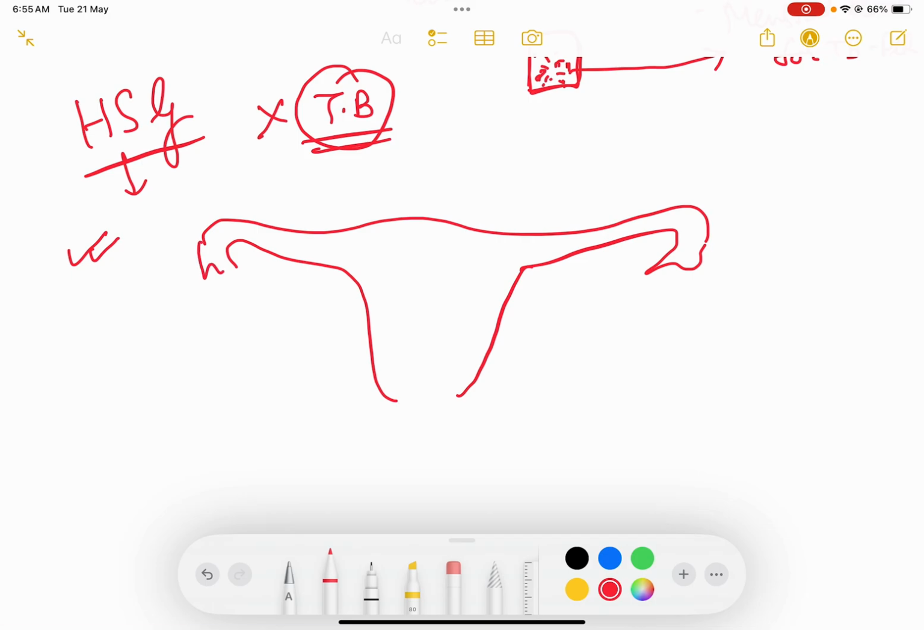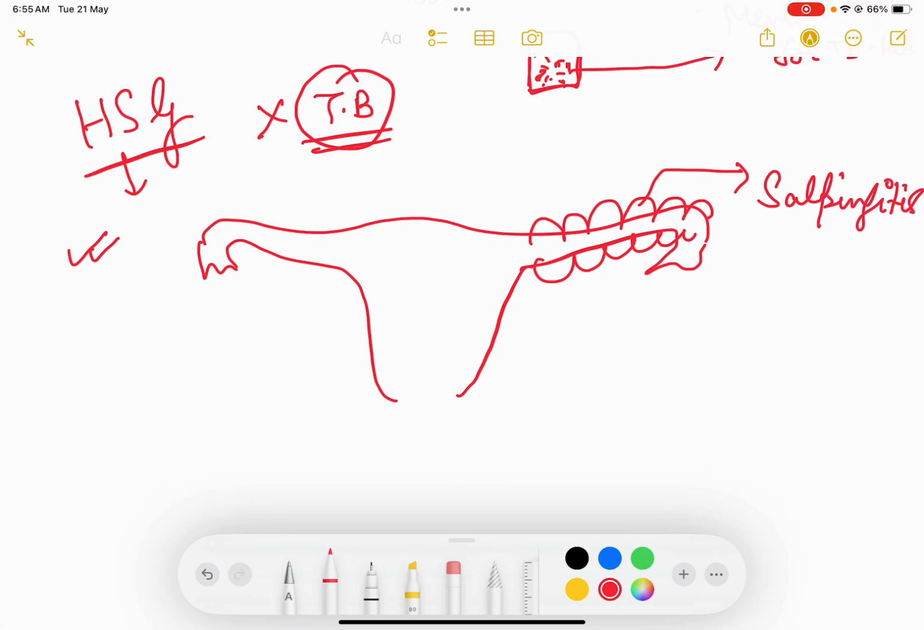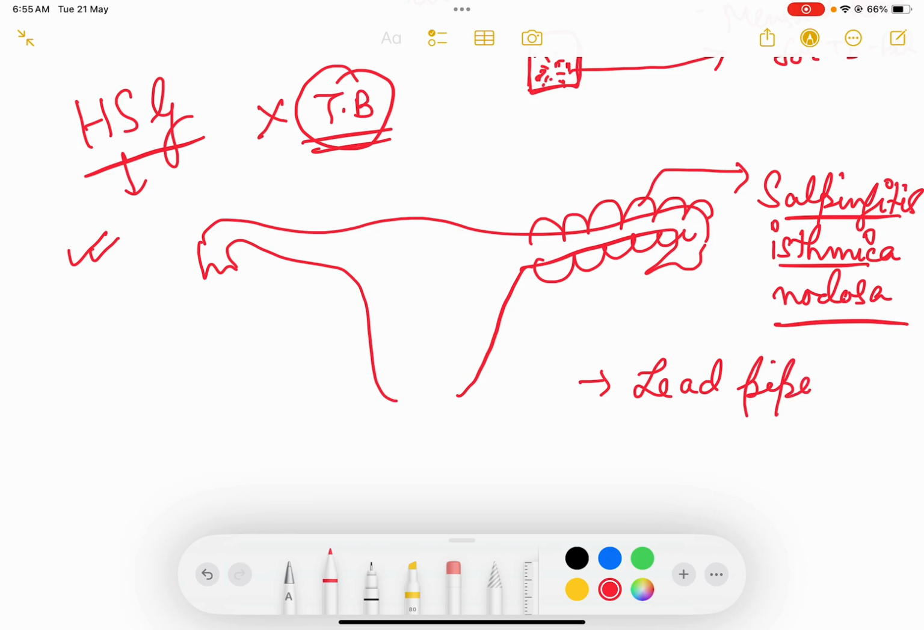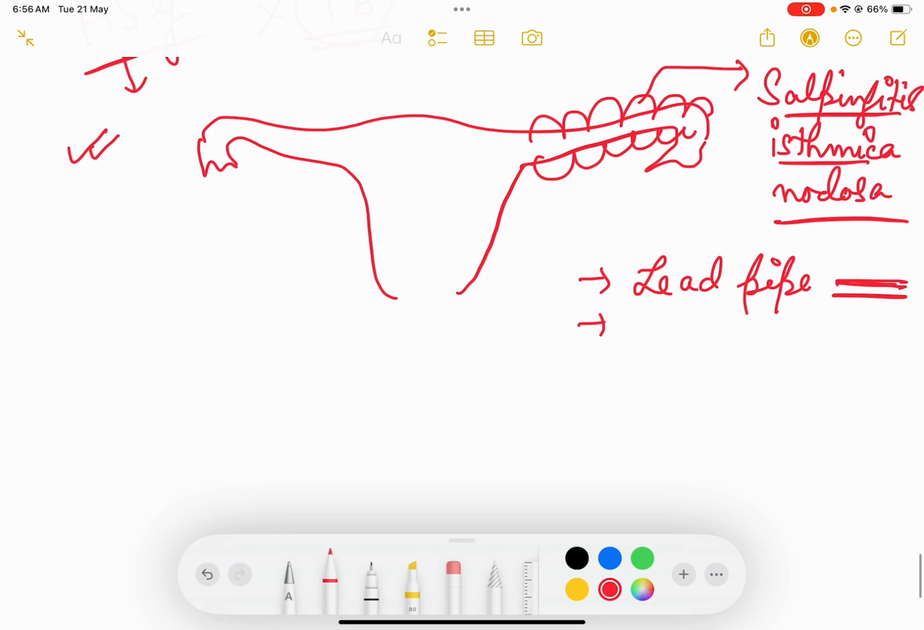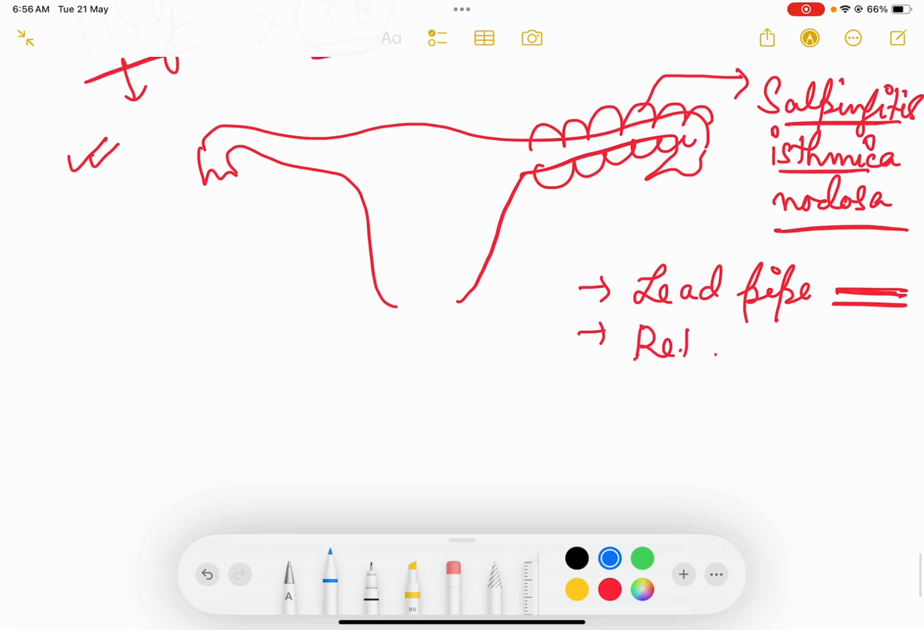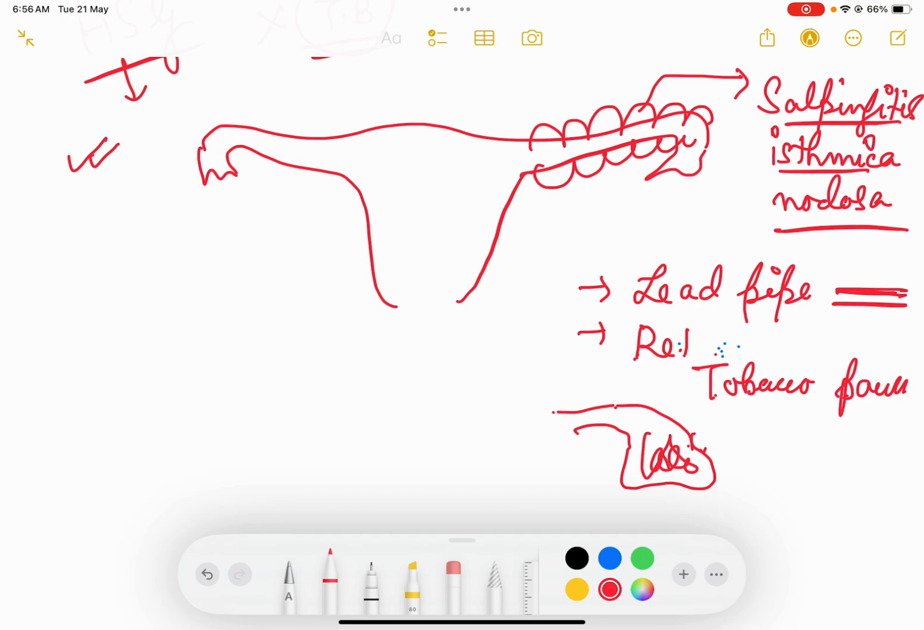How do you know this? This is because the tube's anatomy will be distorted. Number one, tubes will become beaded in appearance. This is called salpingitis isthmica nodosa. Remember this term, very very important. Salpingitis isthmica nodosa is specific for tuberculosis, with a beaded appearance of the tubes. Apart from that, there can be other appearances like lead pipe appearance, when the tubes become very tight, and retort shape appearance. Then you can have the golf club or tobacco pouch appearance. Tobacco pouch appearance occurs when the lateral part of the tube becomes dilated like this. So this is how you can find it in HSG also.